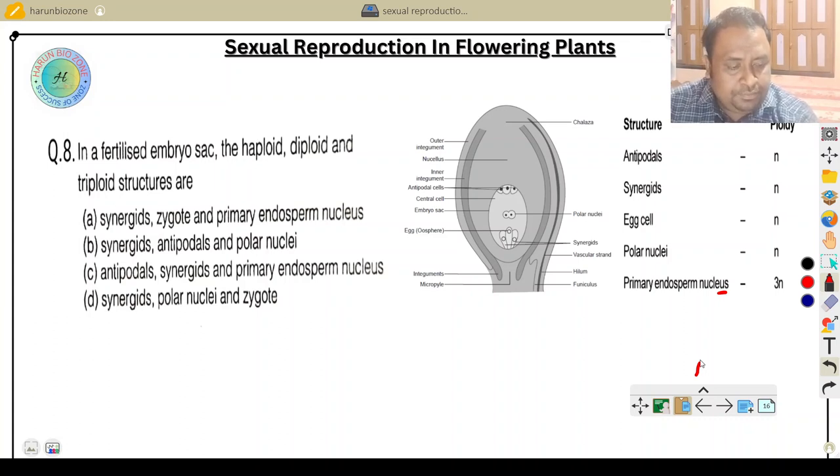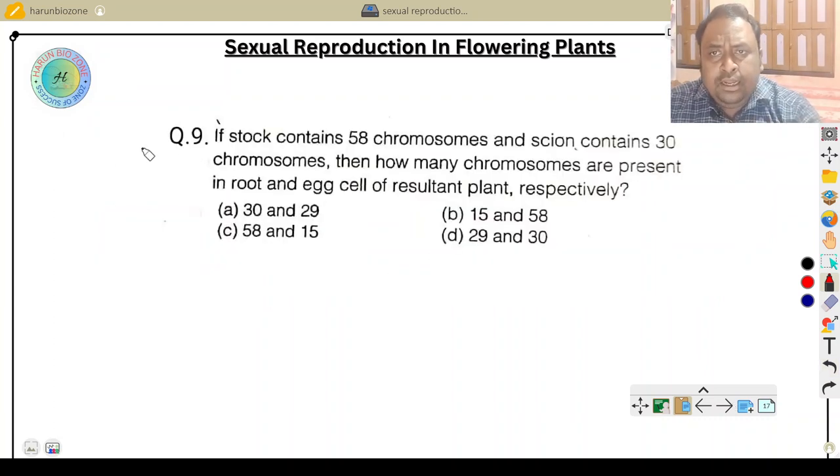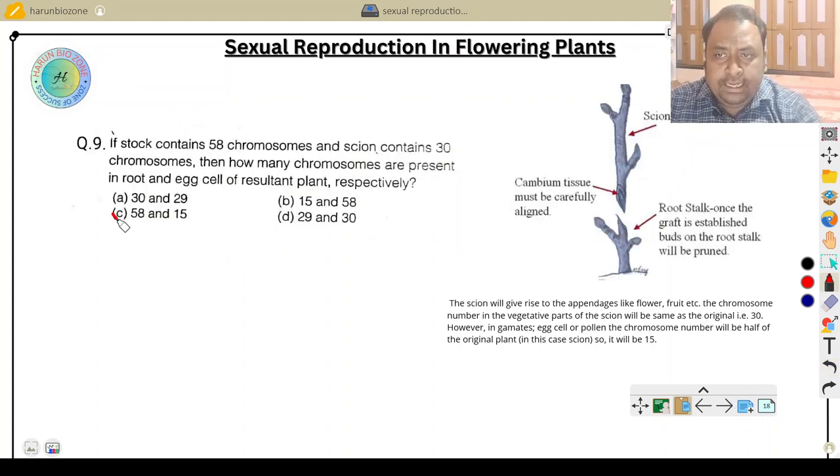Next question. If stock contains 58 chromosomes and scion contains 30 chromosomes, then how many chromosomes are present in root and egg cell of the resultant plant respectively? Here the right answer is 58 and 15. How? The right answer is 58 and 15.